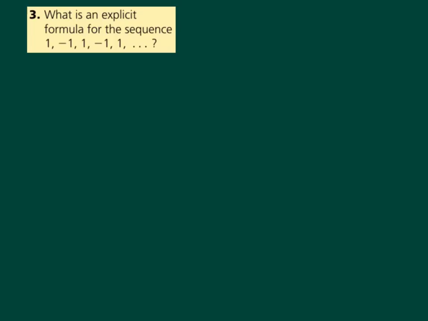What is an explicit formula for the sequence? Again, I cannot stress enough, make sure you know if they're asking for an explicit formula or a recursive formula. They are two different setups. Here, we want an explicit formula, meaning we're going to have a_n equals some expression that involves just an n. That's what we want. What expression could we have that involves just an n that gives us 1, negative 1, 1, negative 1, 1, and so on?